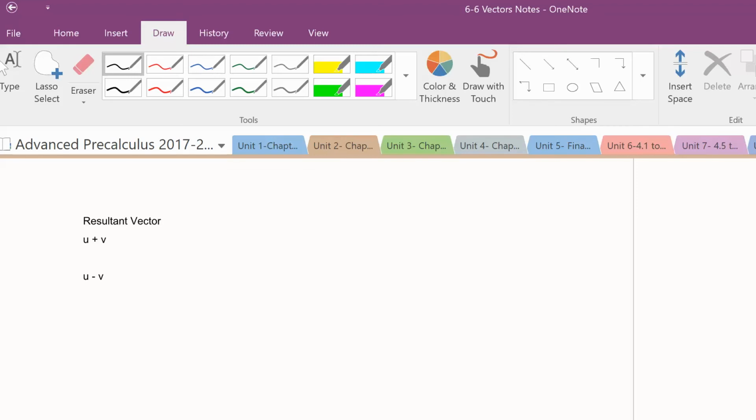A resultant vector is when we either add or subtract. So if we have two vectors, like for example, vector u here and vector v, and we add them together, the resultant vector is here. This is u plus v. That's basically what the resultant vector is. It goes in the same direction and it completes the triangle.